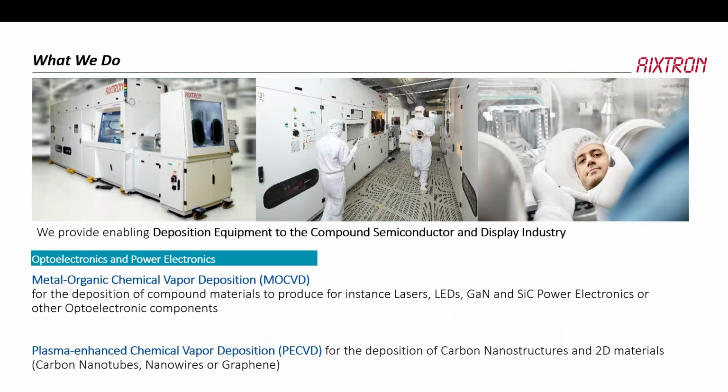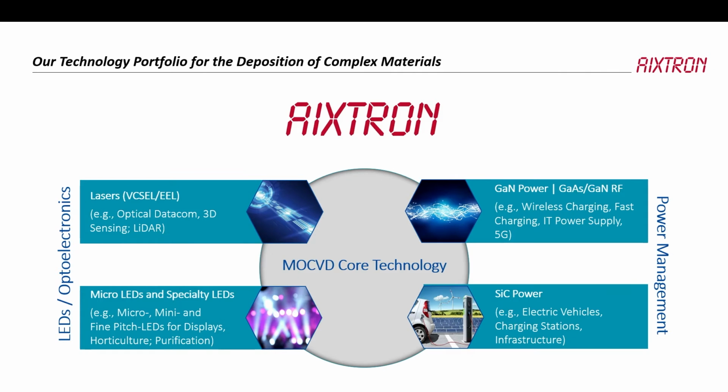We provide deposition equipment to the compound semiconductor industry, mostly for optoelectronics and power electronics applications. Metal-organic chemical vapor deposition is the main part of our business, but we're also in plasma-enhanced chemical vapor deposition, PECVD, for instance, for carbon nanotubes, 2D materials, graphene. If anybody finds out what graphene is good for, let me know. But it's definitely something that we're in. And we would basically say it's actually 2 big businesses. One is power management, the other is LED and optoelectronics. Optoelectronics, lasers, VCSELs, very important.